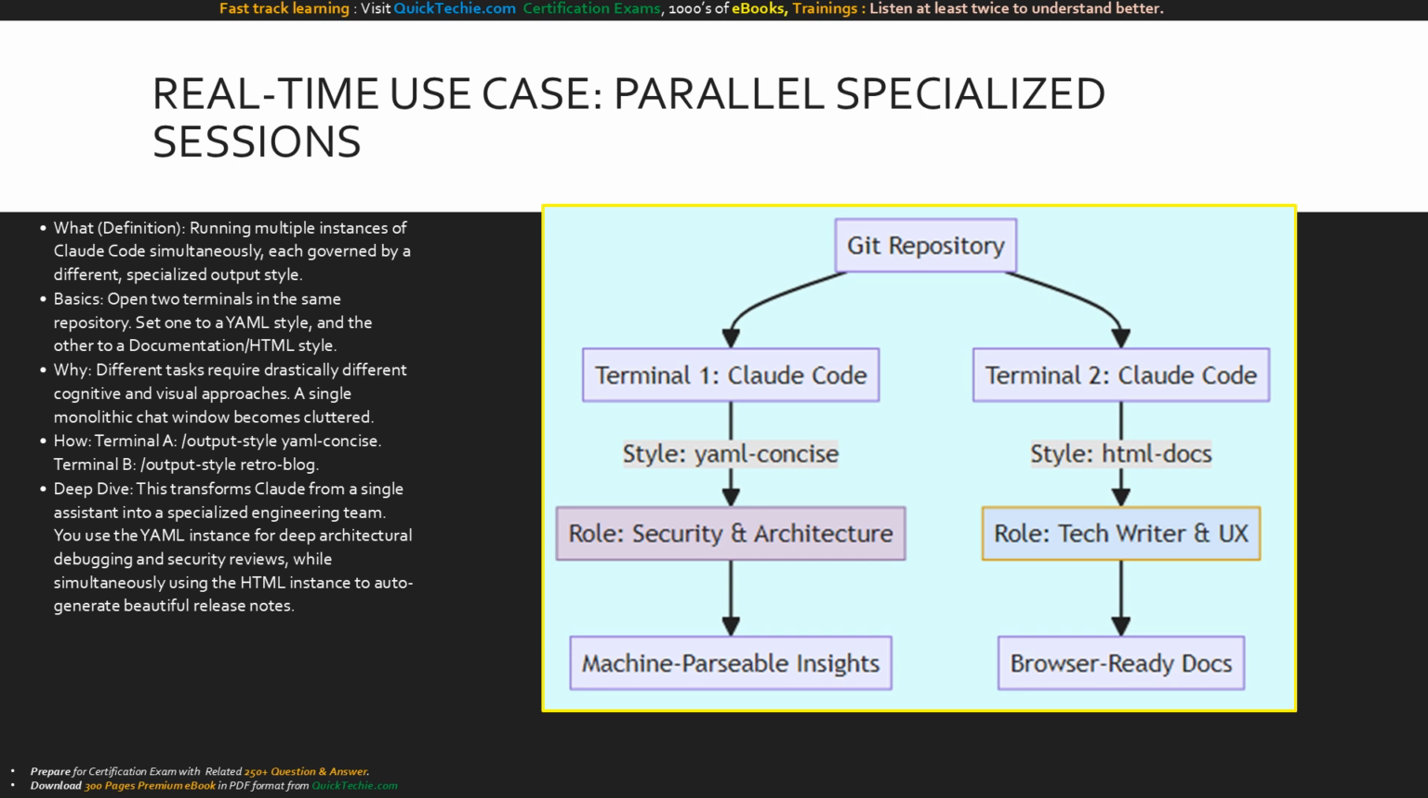Both terminals share the same Git repository. Terminal 1 uses the YAML concise style, adopting the role of security and architecture, outputting machine-parsable insights. Terminal 2 uses the HTML docs style, adopting the role of tech writer, outputting browser-ready docs. It is the ultimate multi-agent workflow orchestrated entirely by output styles.